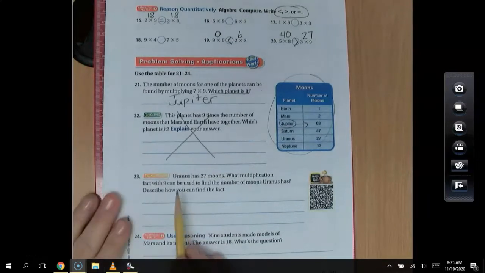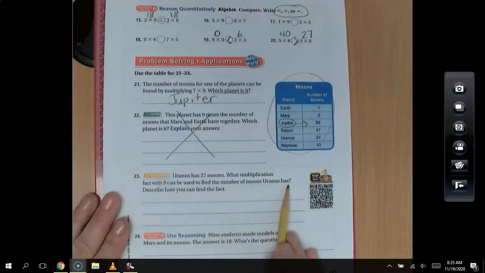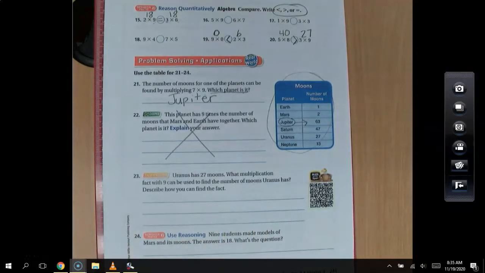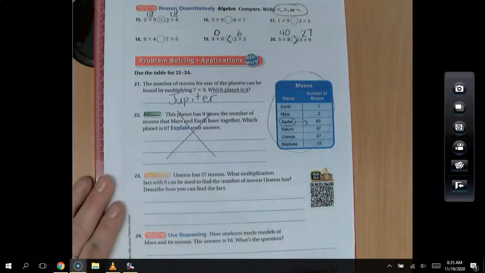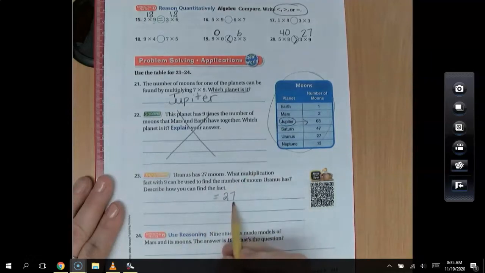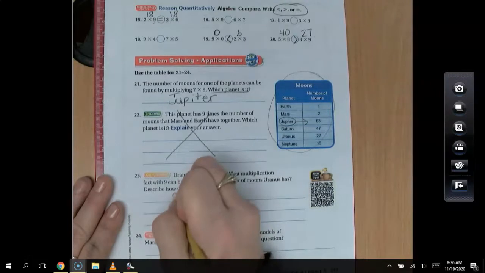Look at number 23. It says Uranus has 27 moons. What multiplication fact with 9 can be used to find the number of moons Uranus has? Describe how you can find that fact. Well, we're just going to find the fact, okay? We're not going to describe it. We'll just talk about it for a minute. So I know they give me some information. What they give me is that Uranus has 27 moons. So that's the number I need to get at, okay? That's my total that I need to get at. It says what multiplication fact with 9. So I know one of my factors has to be a 9.